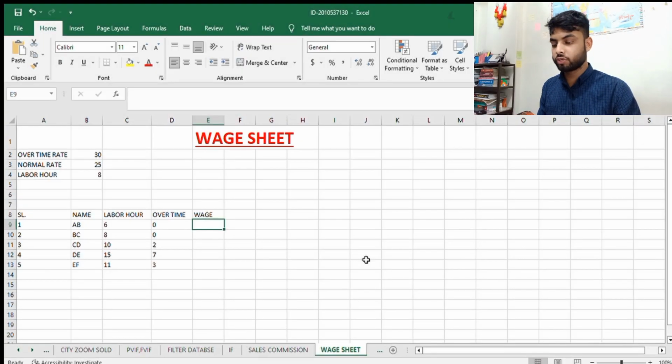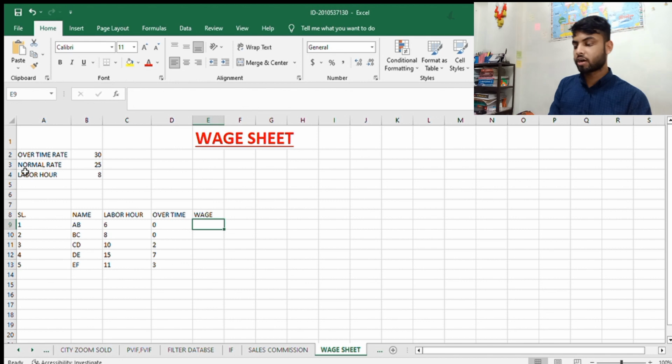Today I am talking about Microsoft Excel, which is the most popular spreadsheet software in the world. Today's tutorial is about a wage sheet. That means how to calculate wage for an individual person. Here the given data is overtime rate 30, normal rate 25, labor hour 8. Here I took 5 individual people's labor hour and overtime, and now I calculate the wages of individual people.